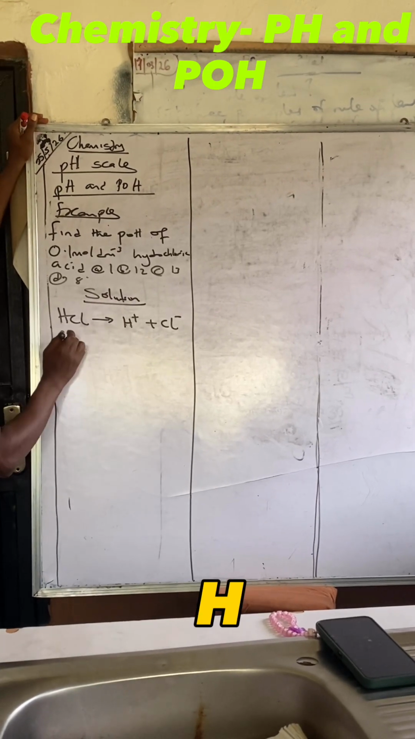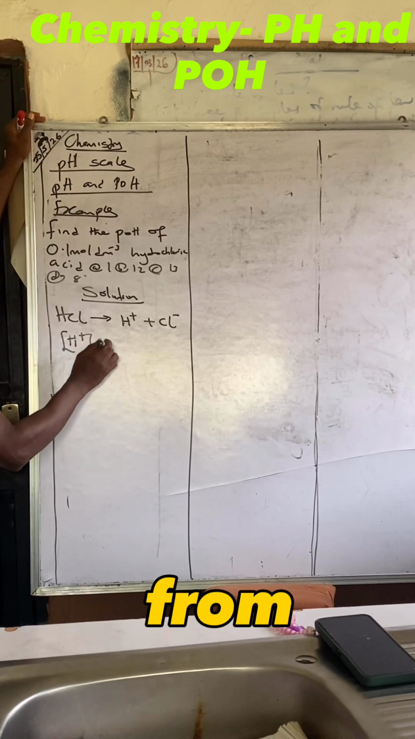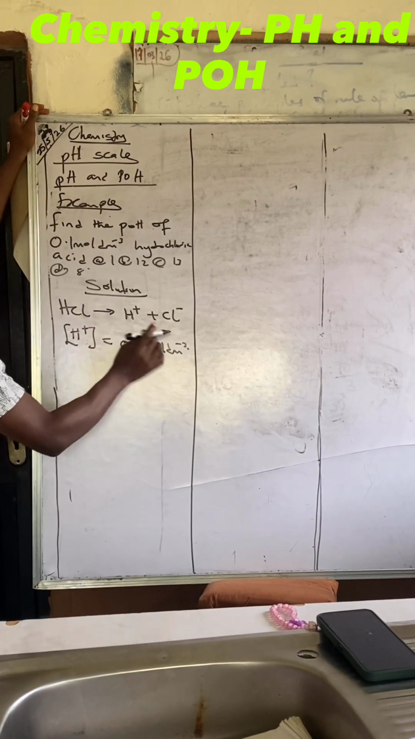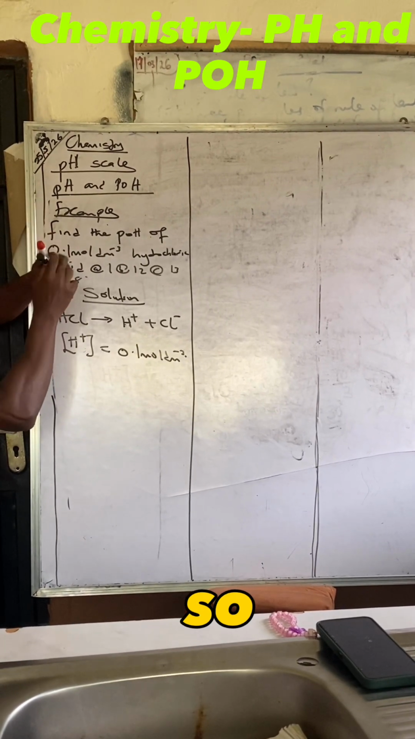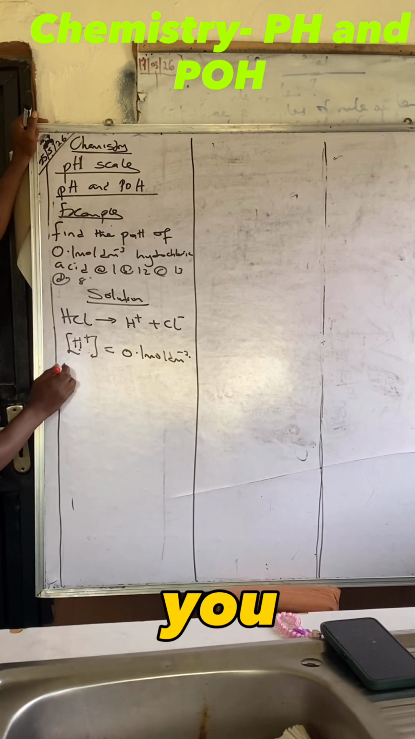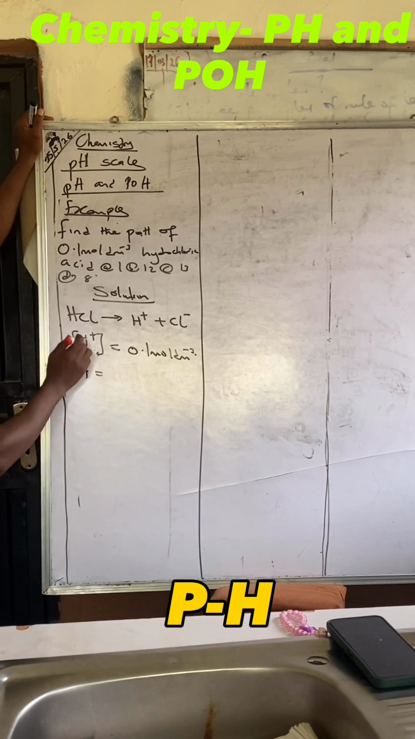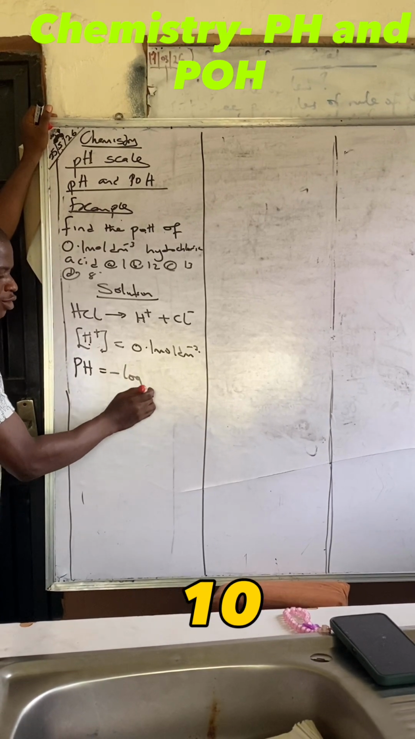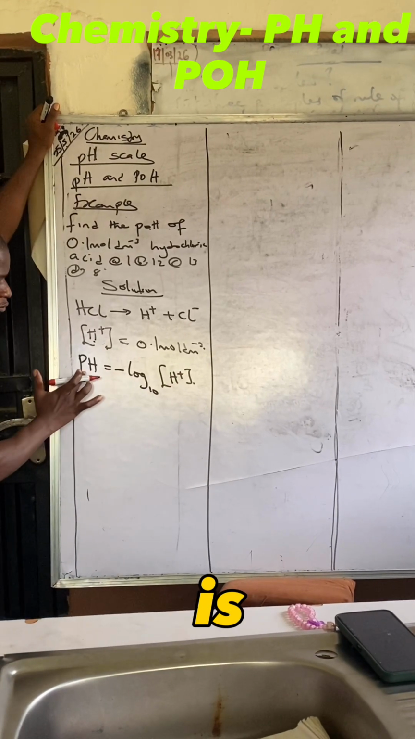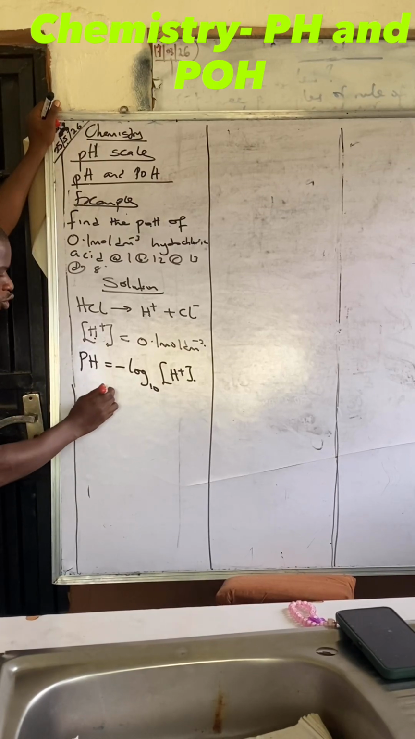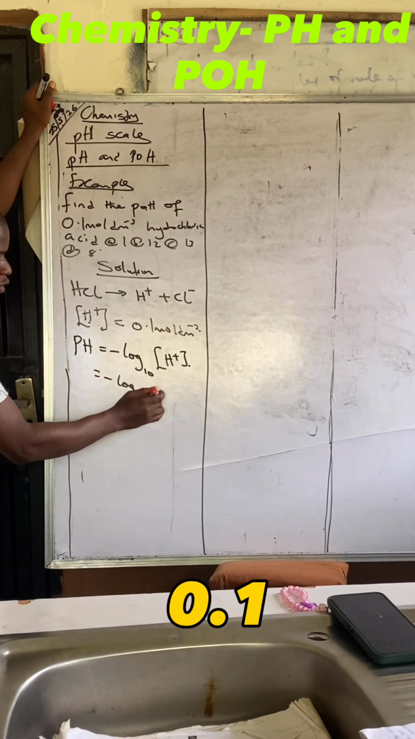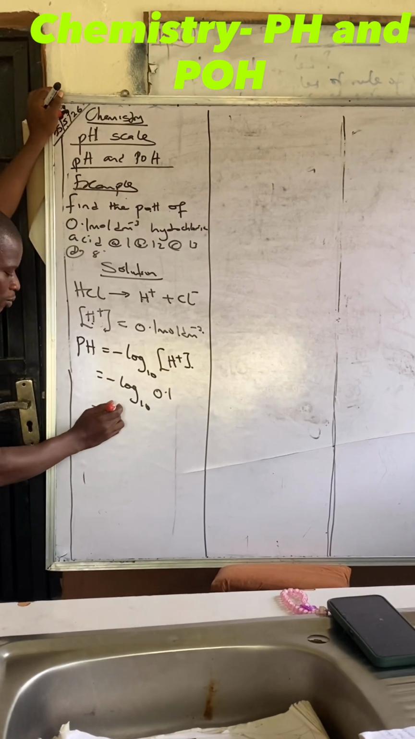So the concentration of H+ from this expression is 0.1 mole per dm cube. That is what they give to us. So find the pOH. You are looking for pOH, but this is H+, so you first look for pH. What is pH? The formula is minus log10 [H+]. This is the formula that is in your notes. First get your pH. So pH is equal to minus log10 of 0.1.